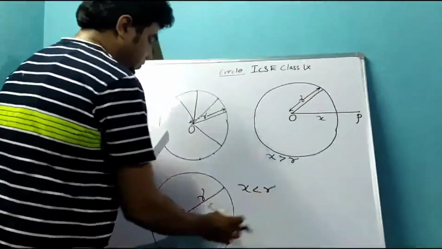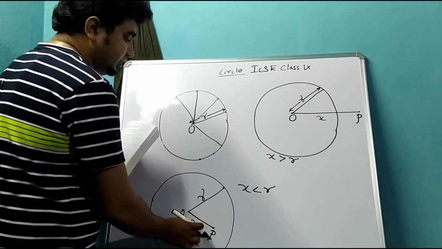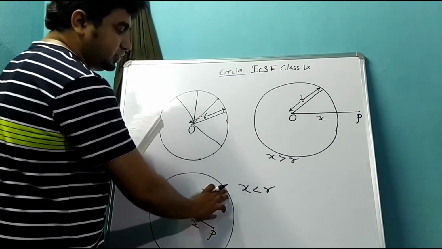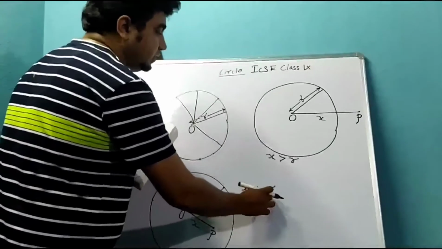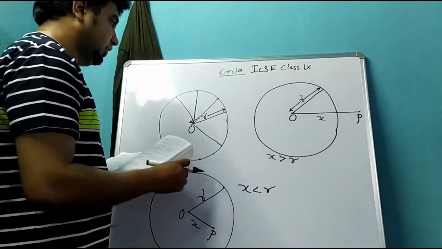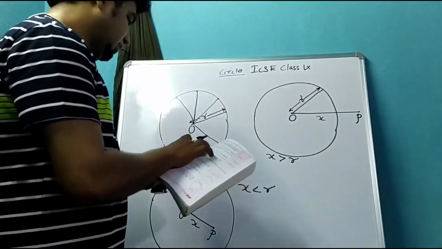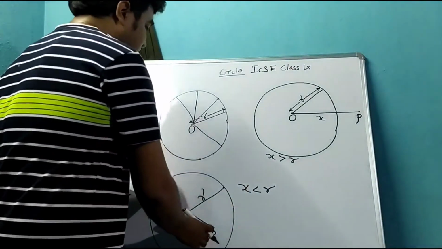That is clear to you? I am saying that from the center the point's distance is x, and from the center the circumference's distance is r. So x is less than r, which means the point lies inside the circle. So this is all regarding the point and the center.